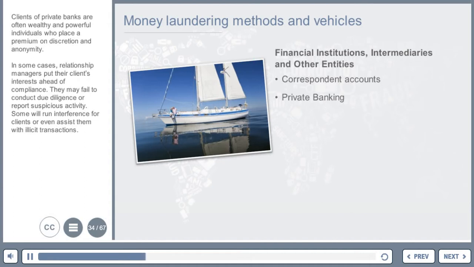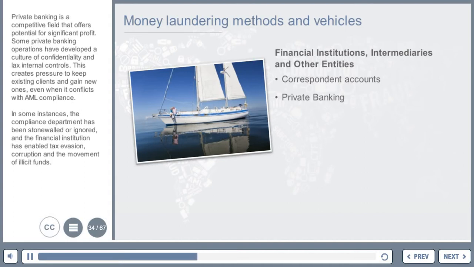In some cases, relationship managers put their clients' interests ahead of compliance. They may fail to conduct due diligence or report suspicious activity. Some will run interference for clients or even assist them with illicit transactions.